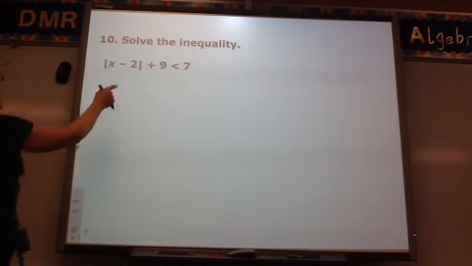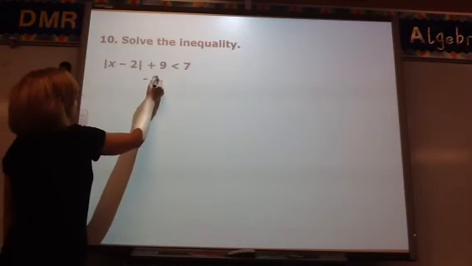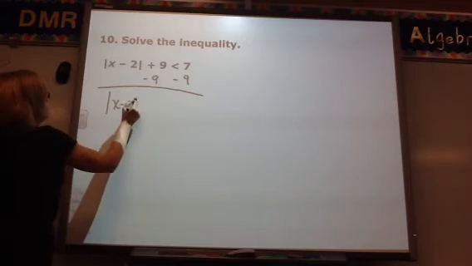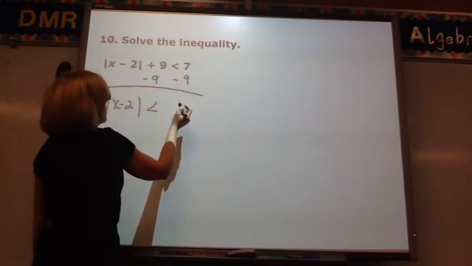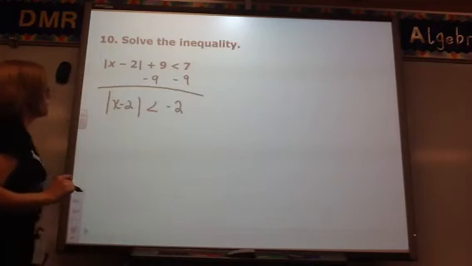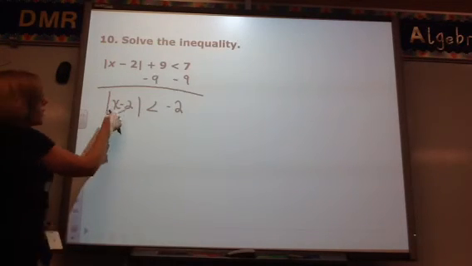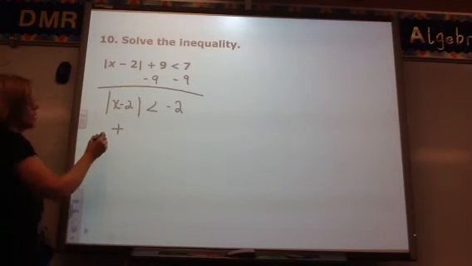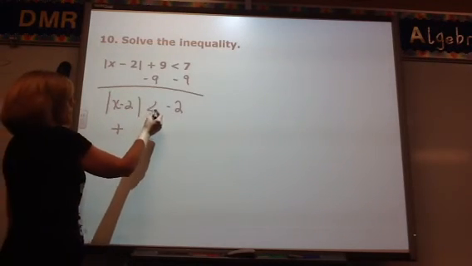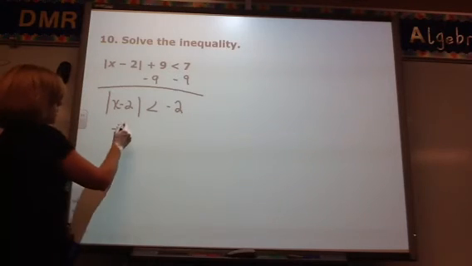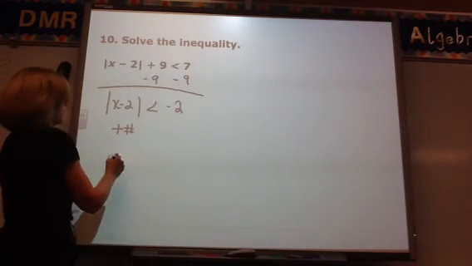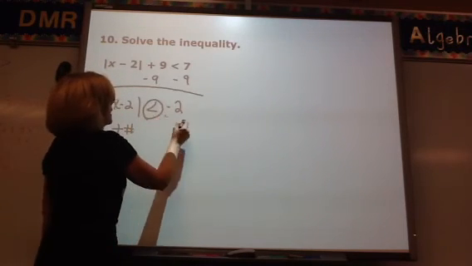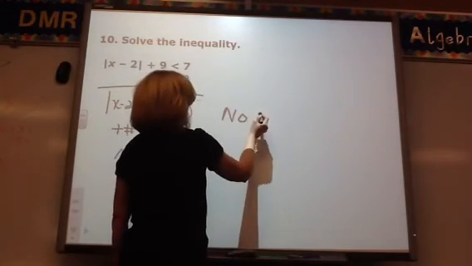Okay. Again, you need to isolate your absolute value. The inverse of addition is subtraction. 7 minus 9 is -2. Okay, class, when you have the absolute value, this here is going to be positive. So can positive ever be less than negative? A positive number, can it ever be less than a negative? No. All right, so here's an example. When it's less than and negative, no solution.